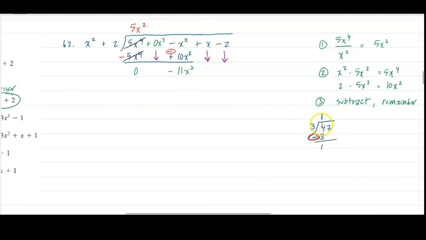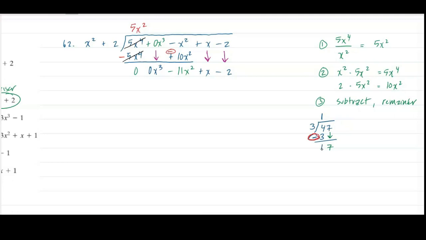So 3 goes into 4 once. 3 times 1 is 3. 4 minus 3 is 1, and then you bring down the remainder of 7. So 3 goes into 17 becomes the next question. And so that's exactly what's about to happen here, once you bring down the plus x and the minus 2, and of course the 0x cubed, then you ask yourself what do I need to solve for here now.